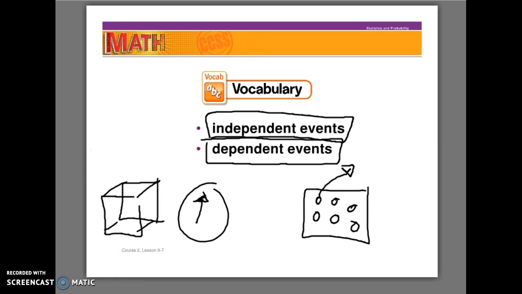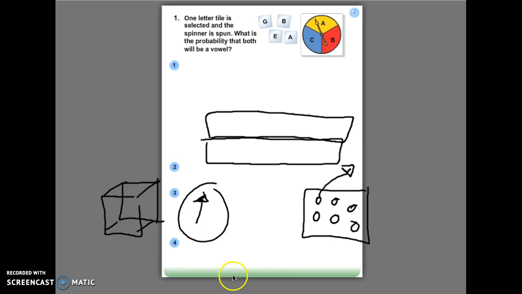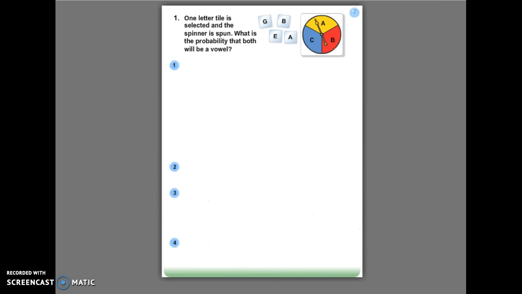So if you look in your book, I'm going to go through example 1 and 2 and probably another. Okay, so in your book, the first example is talking about selecting letter tiles and a spinner. Again, it's independent because whatever letter tile I pick doesn't affect my spinner. I can pick a G and I can still spin anything. I could pick an A and still spin anything. It doesn't matter. It's independent. So there's two different ways we could do this. I'm going to do the tree diagram first, and then I'm going to do it the algebraic way.